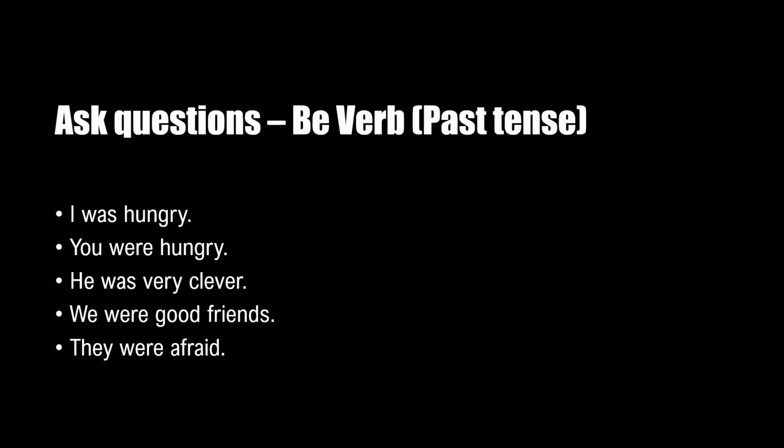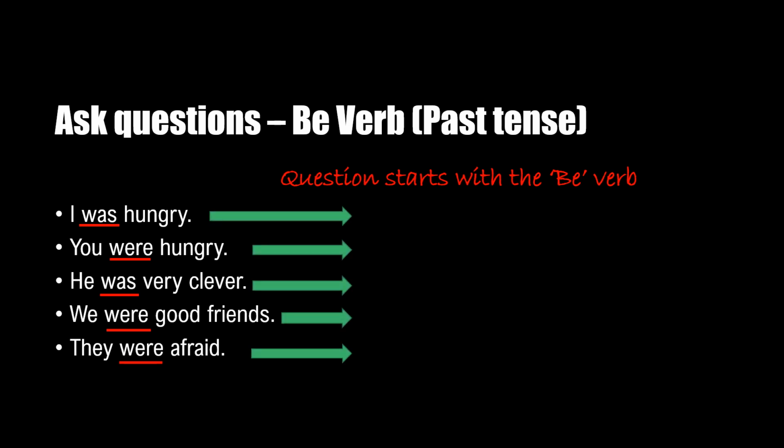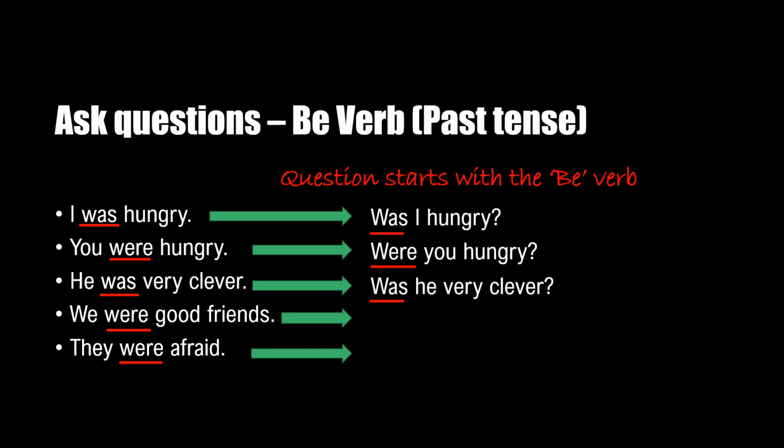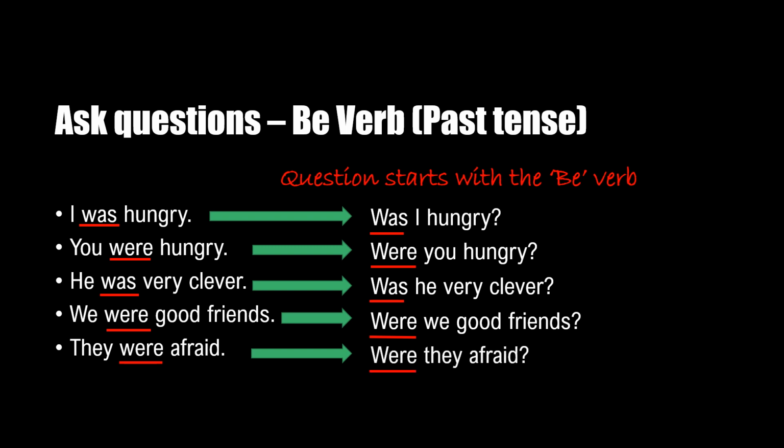Let's try some more in the past tense. We have the verbs here underlined. Can you try changing them into questions? Remember, all questions start with the be verb. So let's go. I was hungry. Was I hungry? You were hungry. Were you hungry? He was very clever. Was he very clever? We were good friends. Were we good friends? They were afraid. Were they afraid? So for the present tense and the past tense, we follow the same rules.